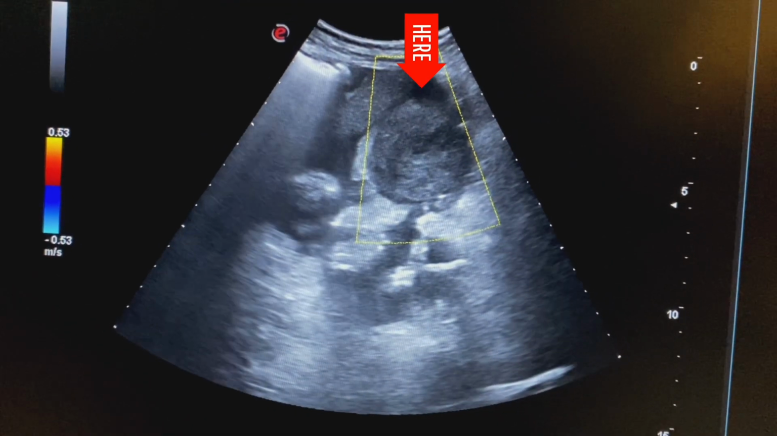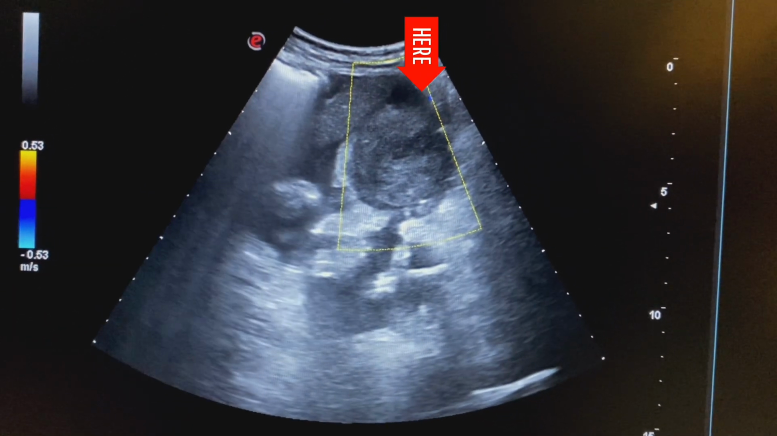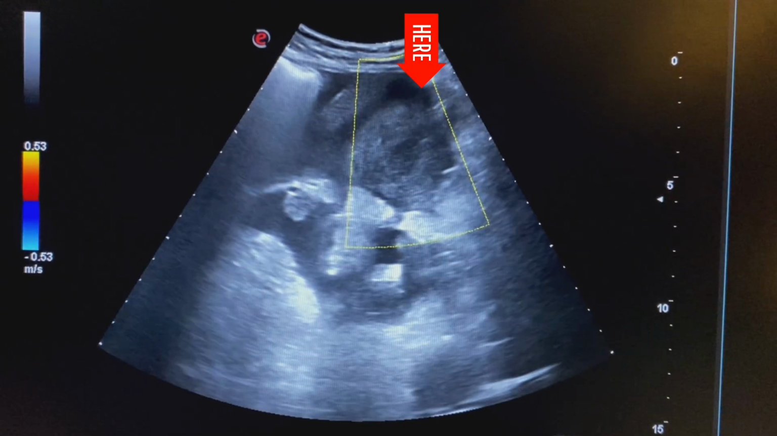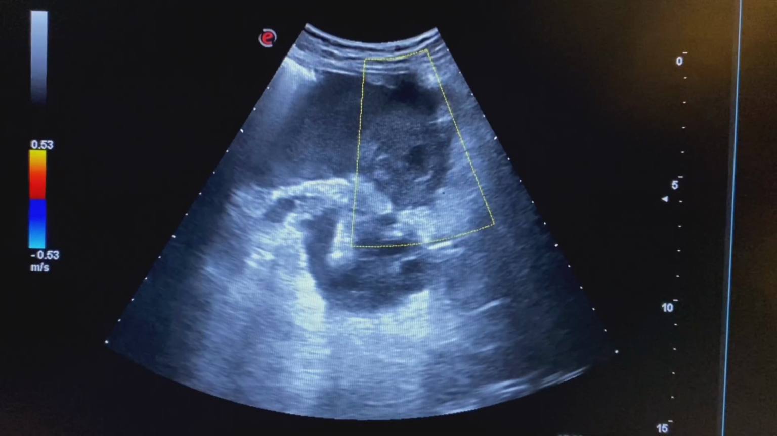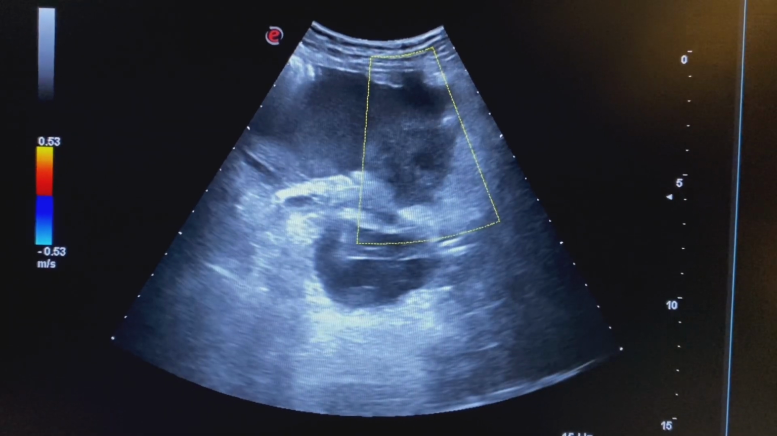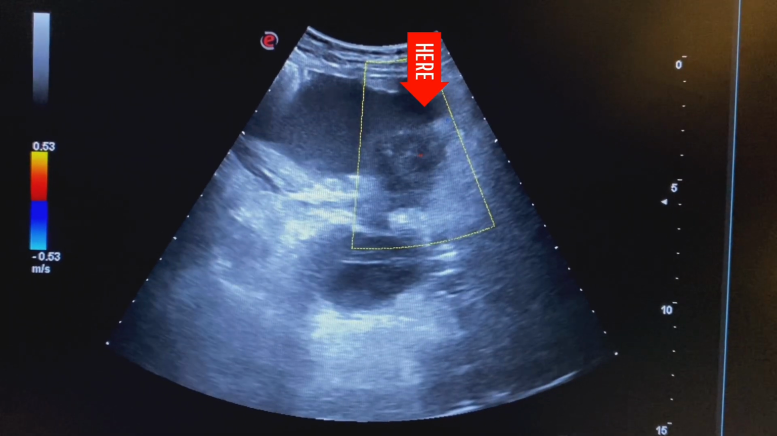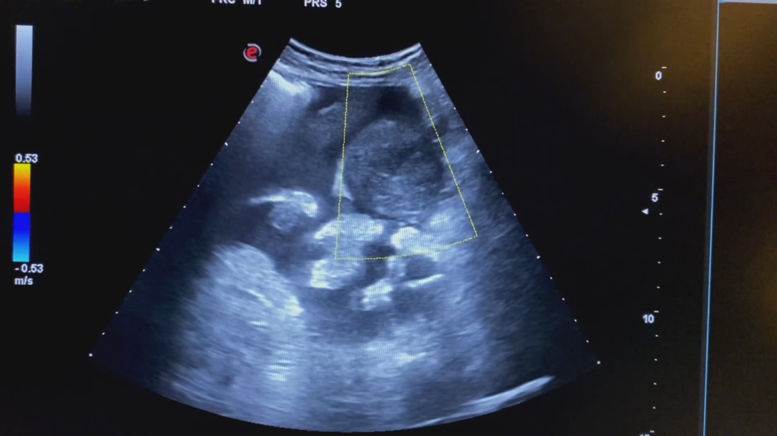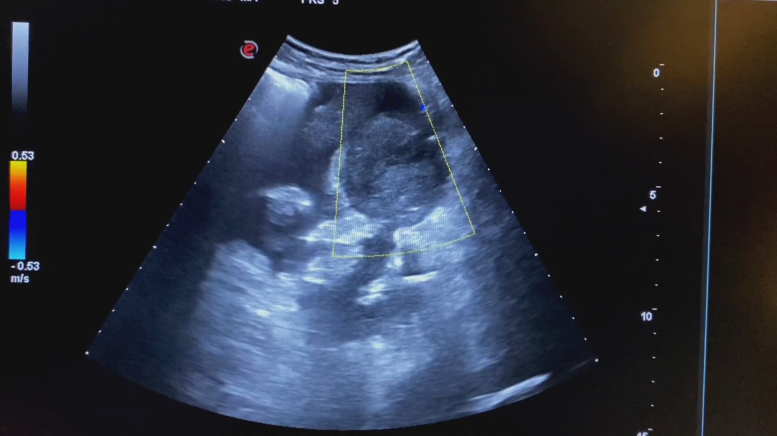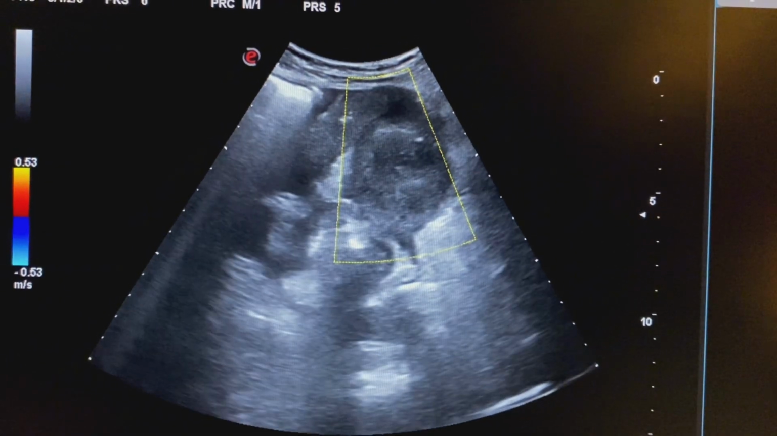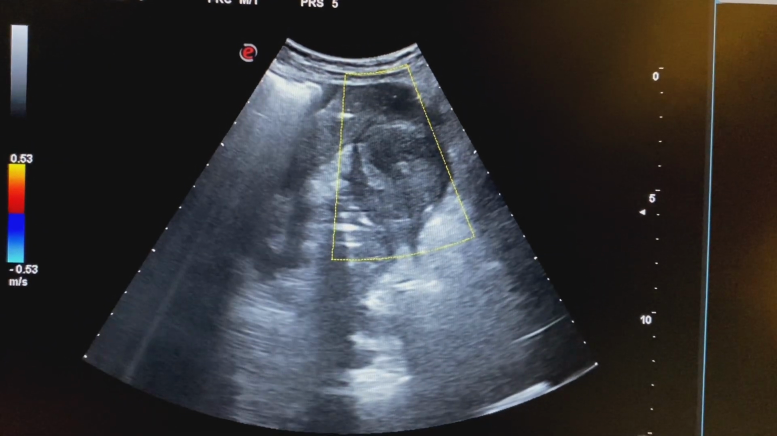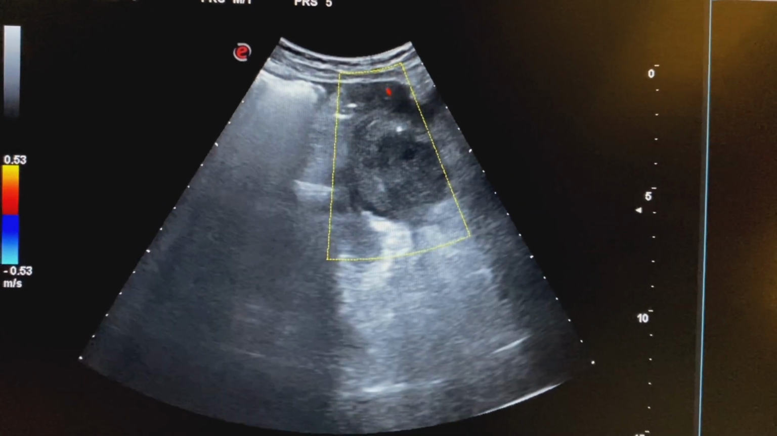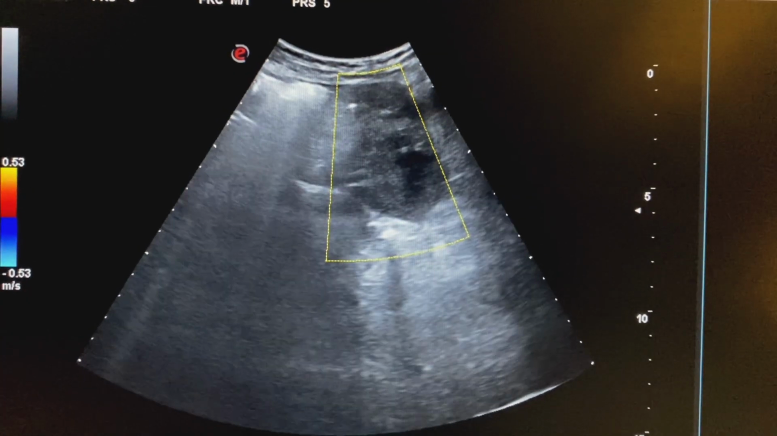Now on color Doppler, we will see the flow in the mass. Minimal internal flow is present. Peripheral flow is also seen.